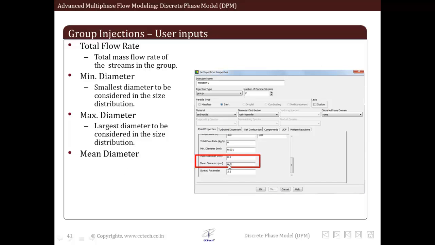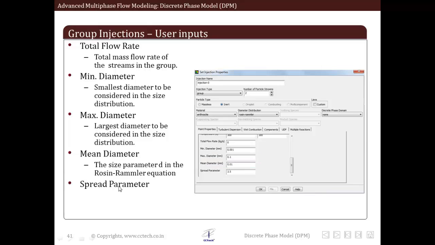Then we give the mean diameter, which is nothing but the d bar value that we calculated using our steps explained earlier. We give that value here. Next we give the spread parameter, which is the n value that we obtained by using our earlier calculations, and it is given here. This is the exponential parameter.